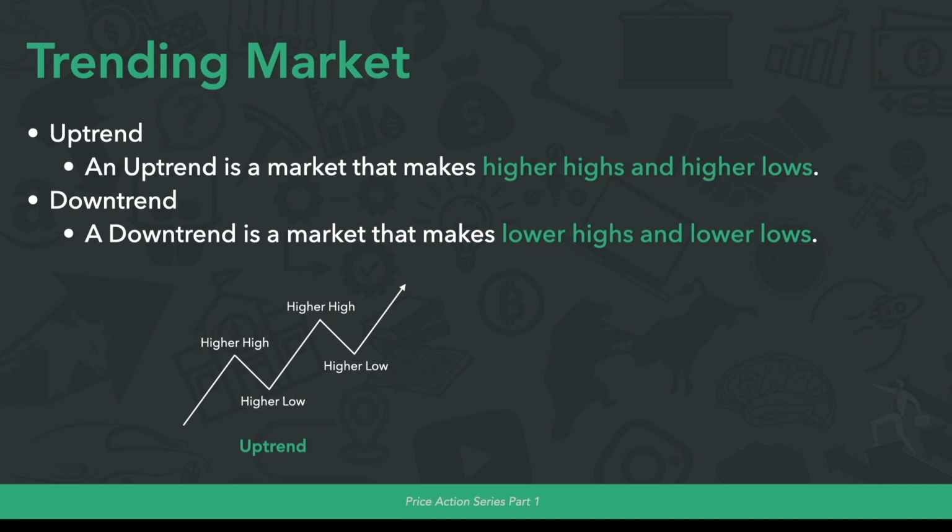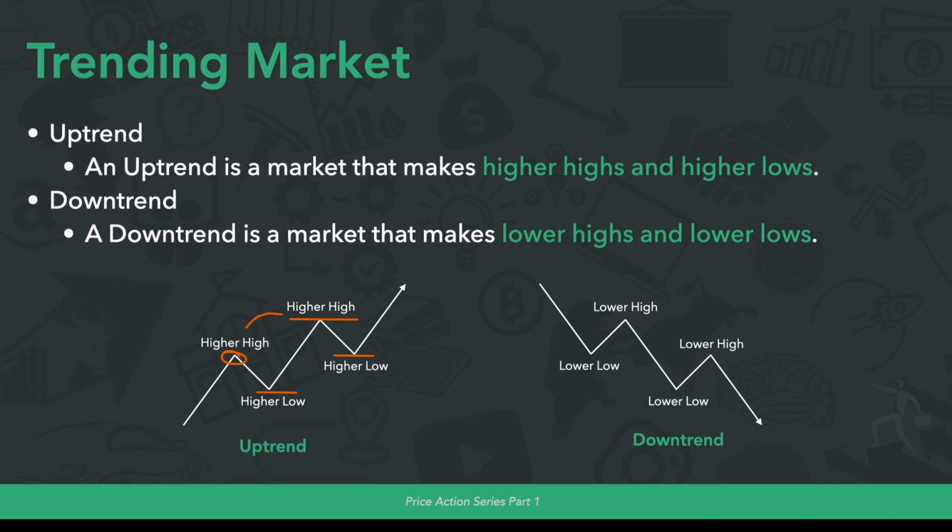Kasi kung makikita nyo sa structure niya, let's say itong high na to, mas mataas siya compared to previous high. So, itong peak na to, right? Itong higher low naman na to is much higher than the previous low. Kaya siya tinawag na higher low.